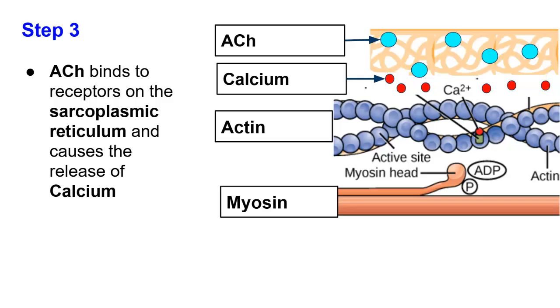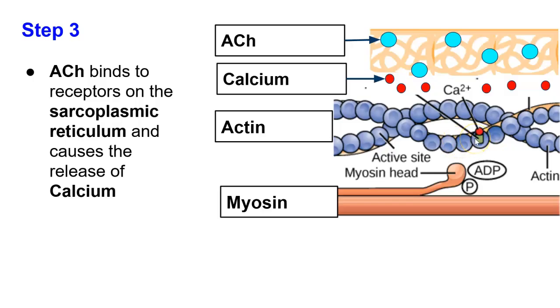And where it crosses to is it crosses from where the neuron ends, and it crosses the junction into the sarcoplasmic reticulum. And once it hits the sarcoplasmic reticulum, it then binds. So the ACH is going to bind to the sarcoplasmic reticulum, and when it does that, it causes calcium to be released. Okay, so we can see these red little dots. The calcium gets released. And calcium is going to stick to certain spots on the actin.